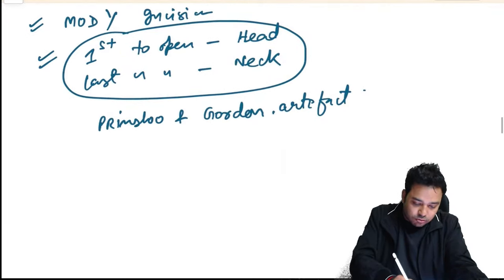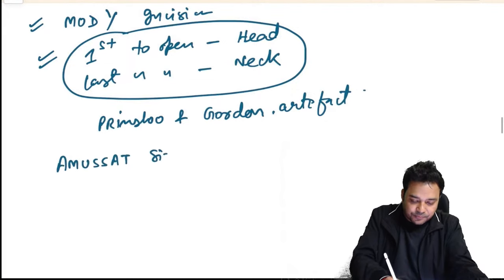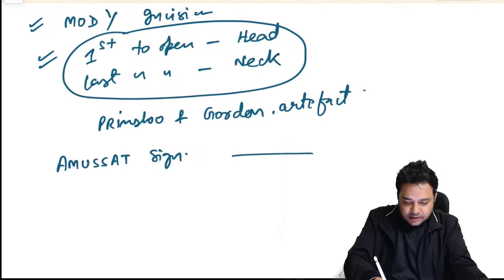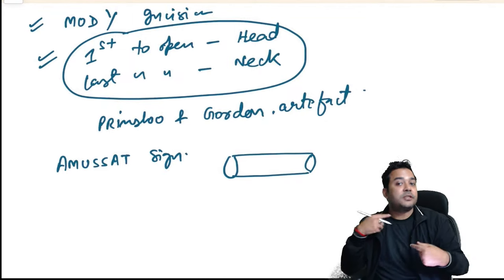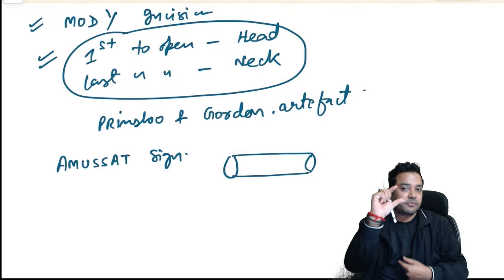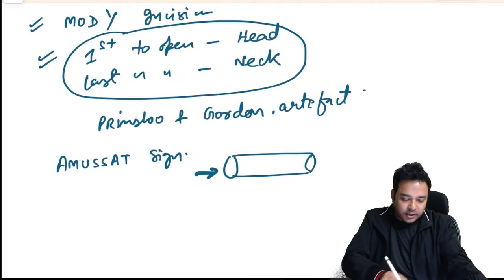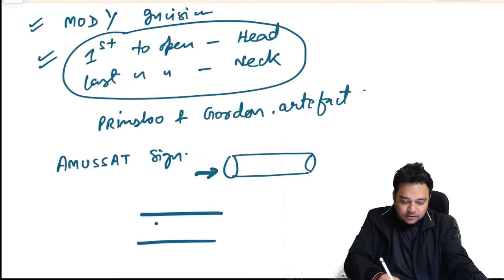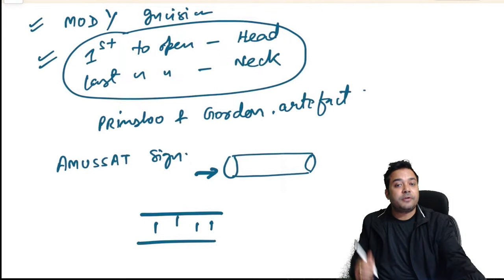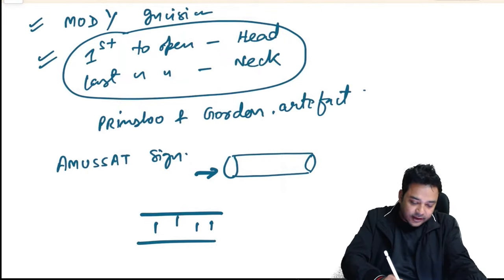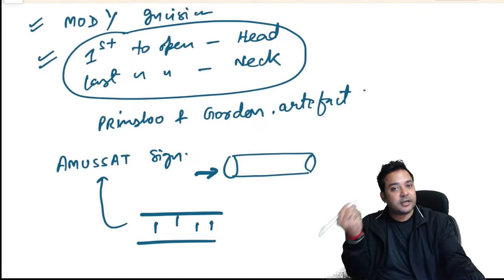So I can also get in this case Amussat sign. What is Amussat sign? If I take about 5 cm section of internal carotid from this dead body, I have taken 5 cm section of internal carotid and with a scissor I have cut it open. Now what I can get is transverse tears of intimal layer of internal carotid called as Amussat sign. This also you can remember.